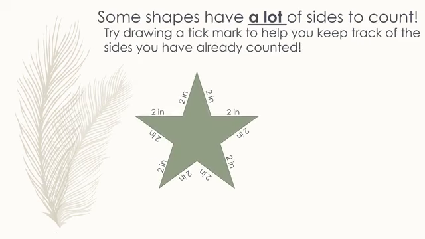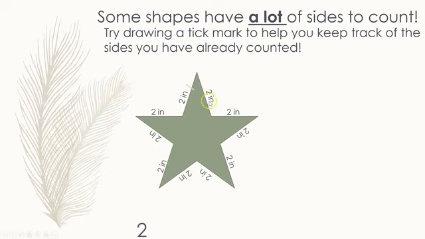Now sometimes you can get a shape like the star and it has a lot of sides to count. And sometimes it can get hard to keep track of all those sides. When I am counting the perimeter for a shape that has a lot of sides, I like to draw tick marks to help keep track of the sides that I have already counted. It's important that when we're counting all of these sides, we make sure that we don't count the same side twice or our answer will be wrong.